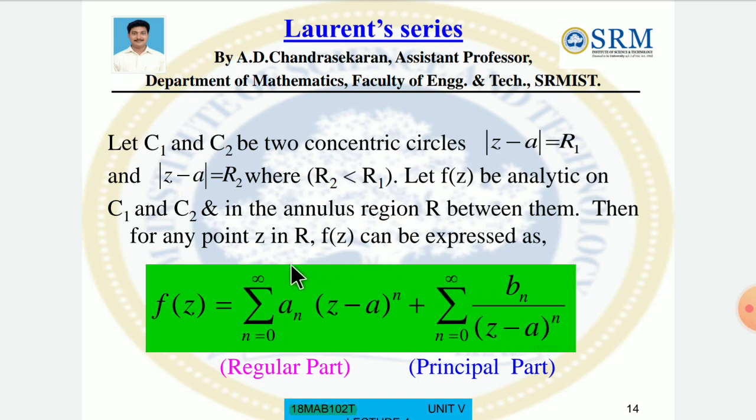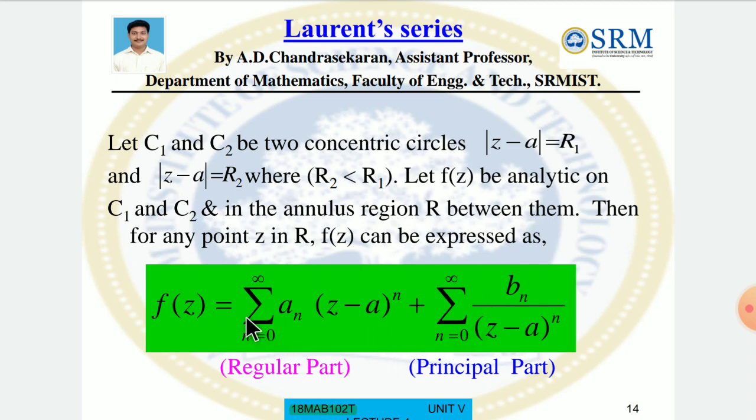So the first one is positive powers of z minus a. It is called the regular part of f of z in the Laurent series expansion. The second part consists of the negative powers of z minus a. This is often called the principal part of f of z in the Laurent series expansion.